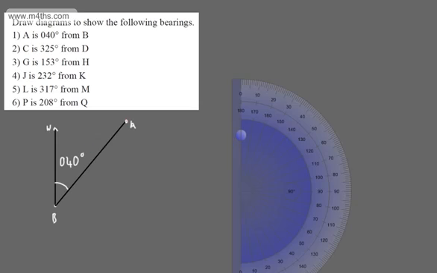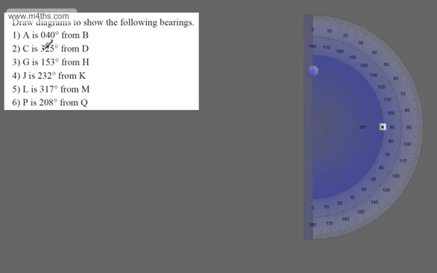Okay, let's try another one. Let's go for this one right here. C is 325 degrees from D. Okay, so let me put now D just here. So from D, that means I'm going to have a north line at D. So let's put the north line at D. With this one, we're 325 degrees from D. So I'm going to be measuring clockwise round this way.